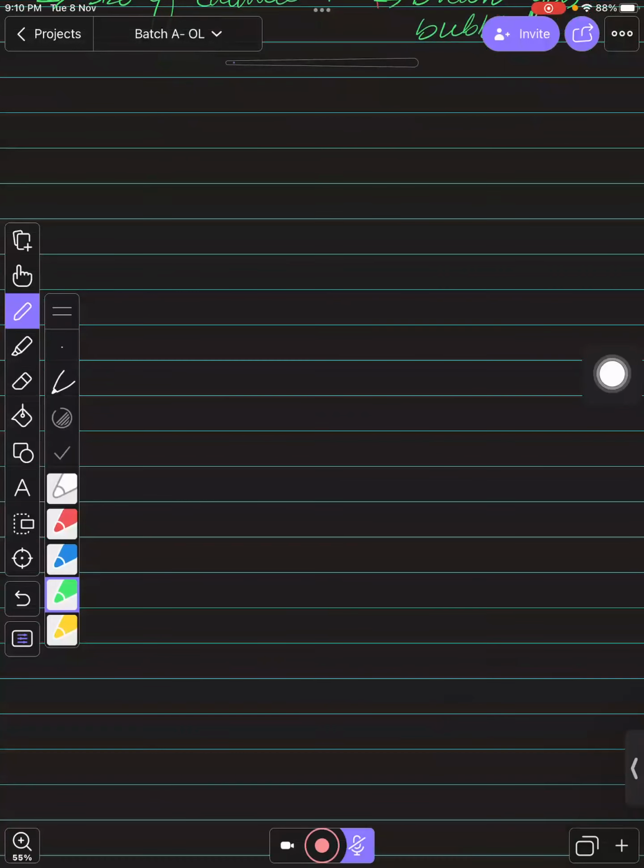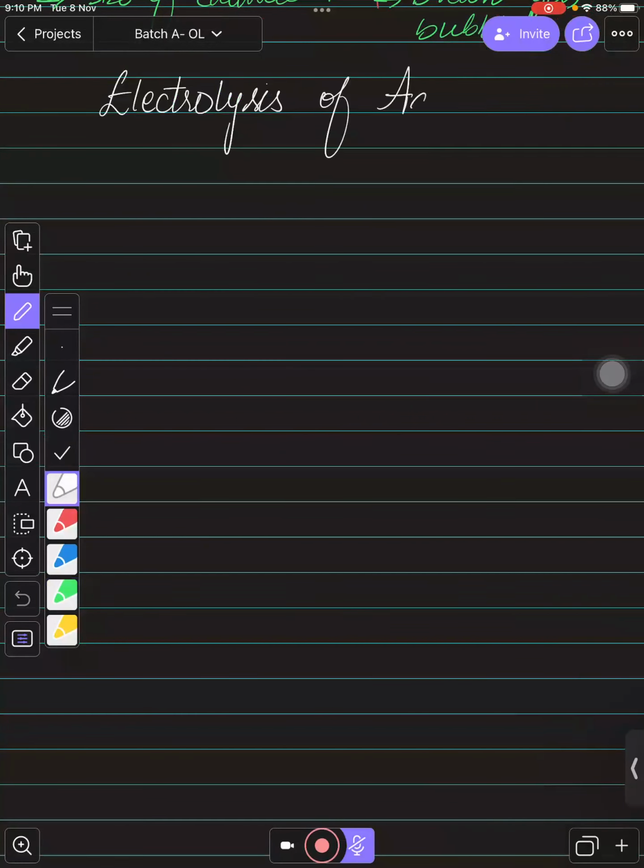So in today's class, बच्चों, we are going to talk about electrolysis of aqueous solutions, right? Aqueous solutions means, बच्चों, that the solution which is made in water, right? Suppose you have NaCl, if you dissolve that in water, so this is an aqueous solution, right?